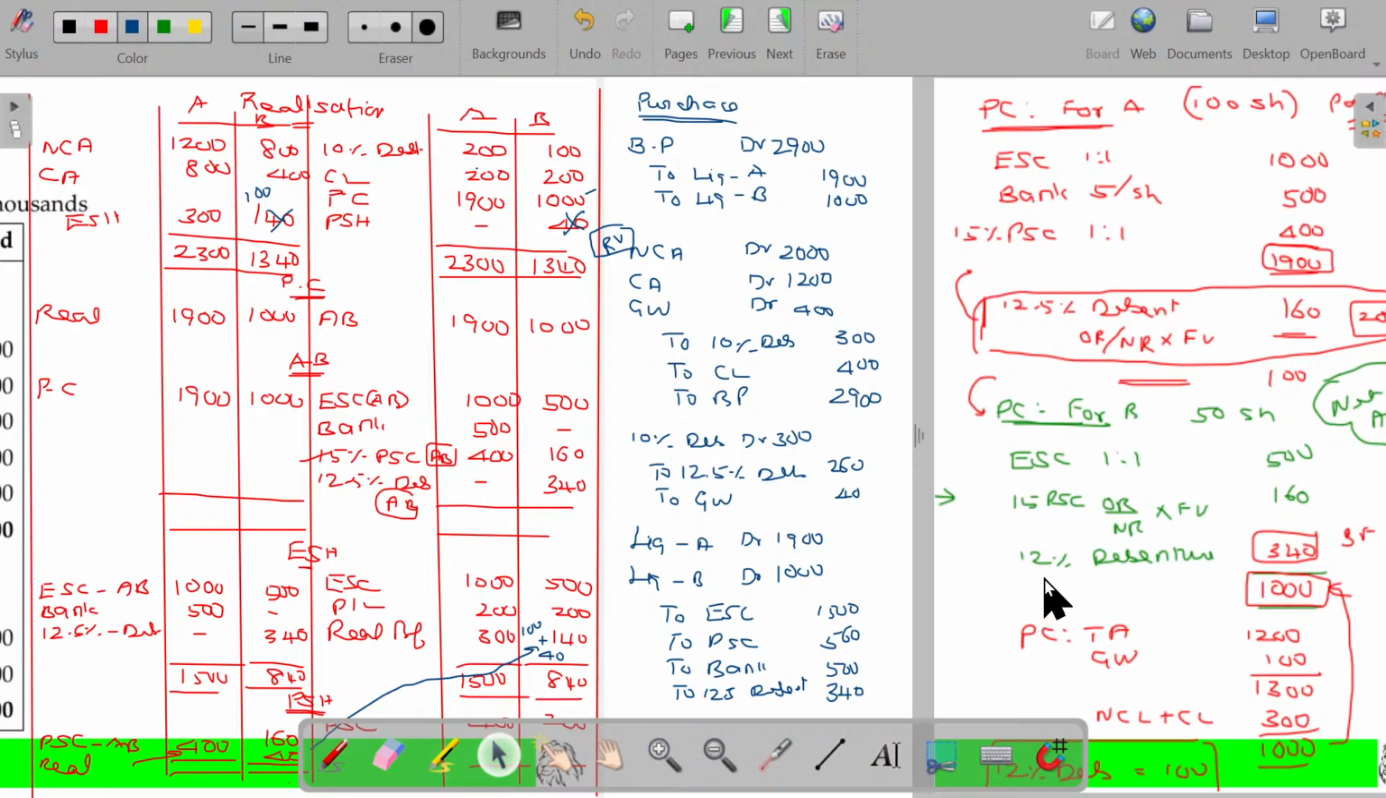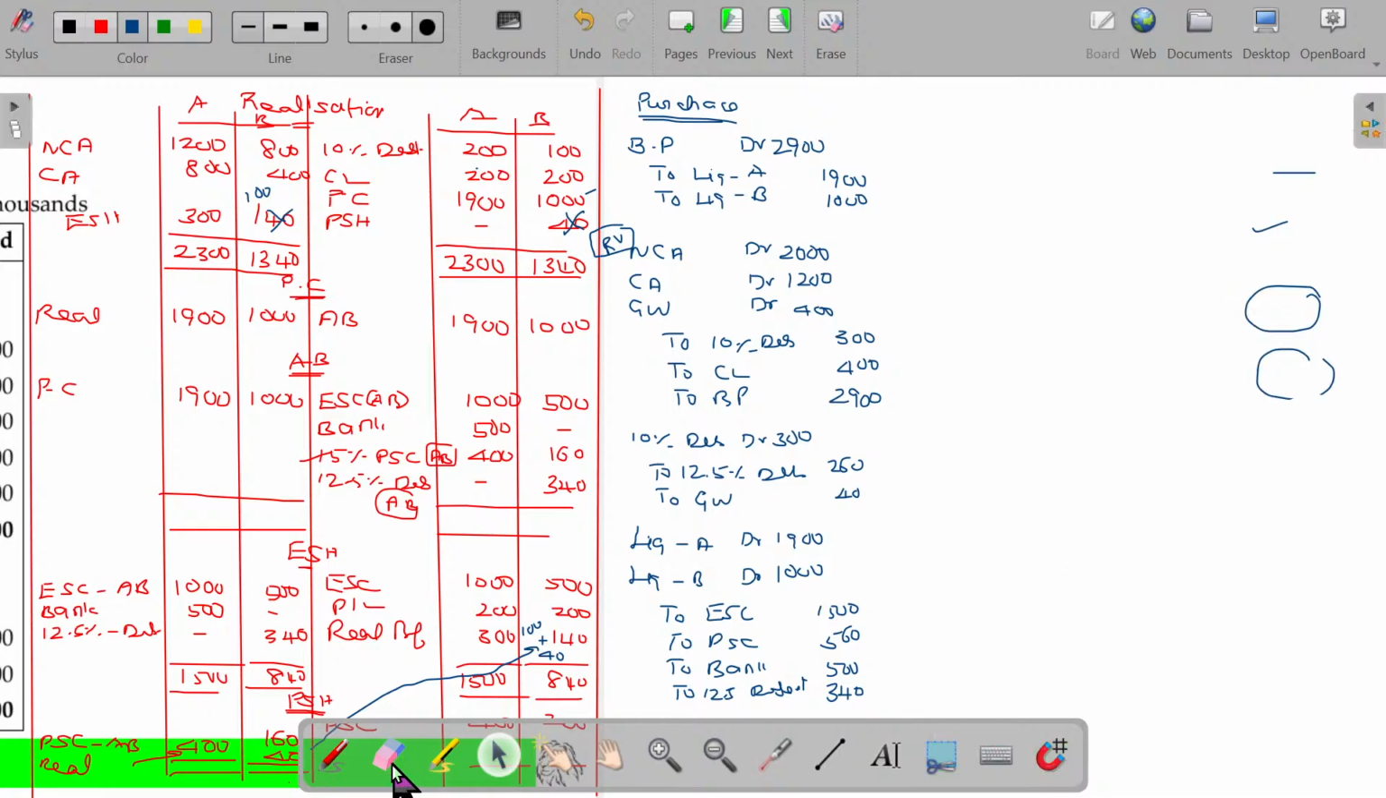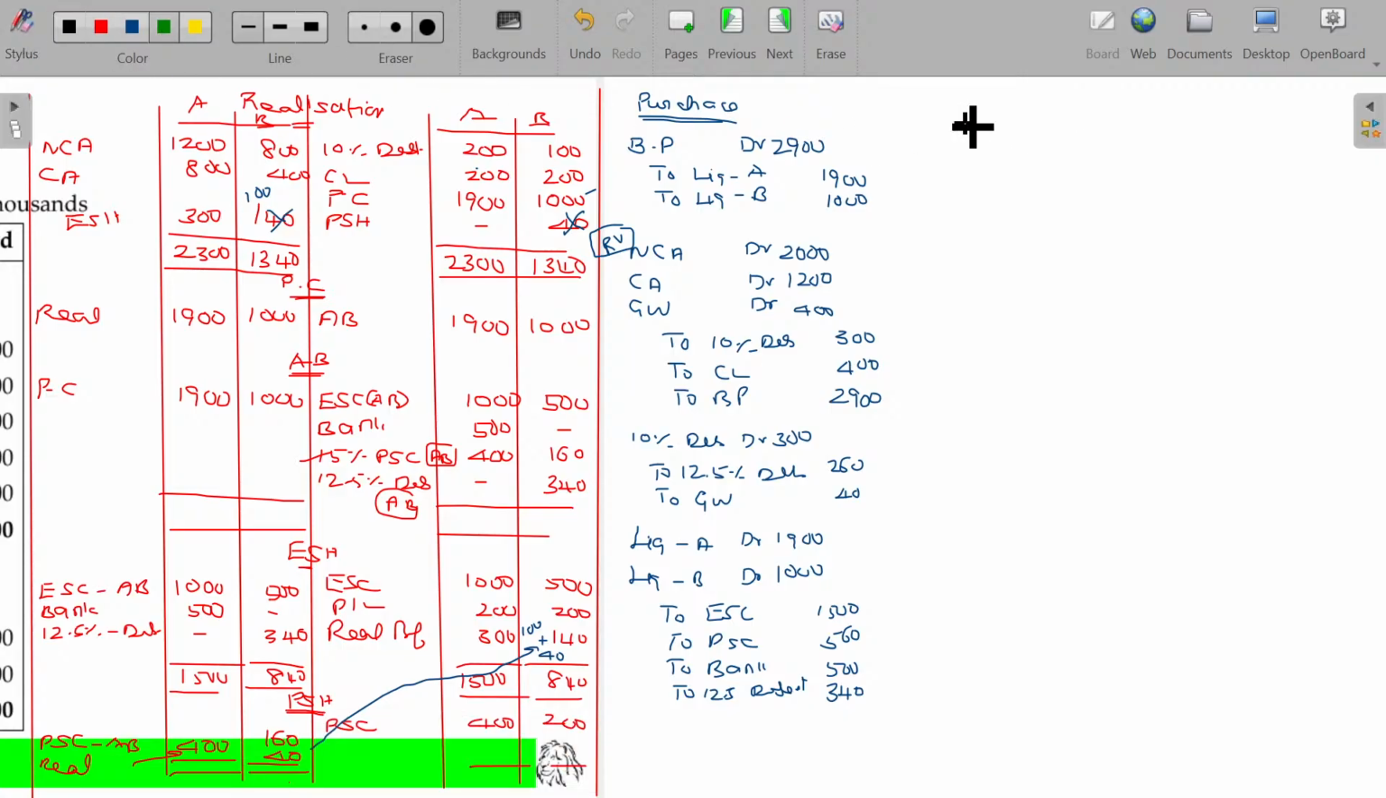Now, let's move on to the pooling of interest method. Under pooling of interest method, first entry being the same, only this entry will be different. So you can combine these two entries also, no problem. In Singar Academy text, I think I have combined these two journal entries.